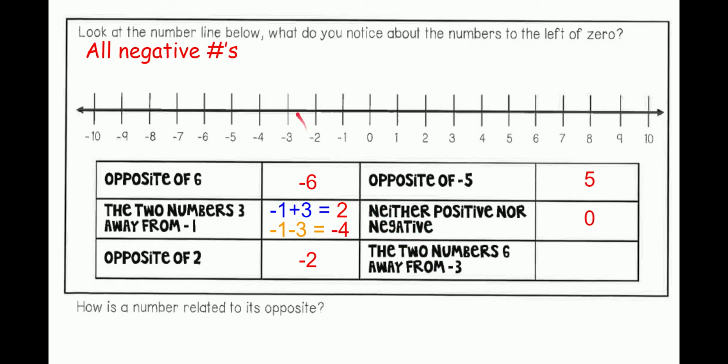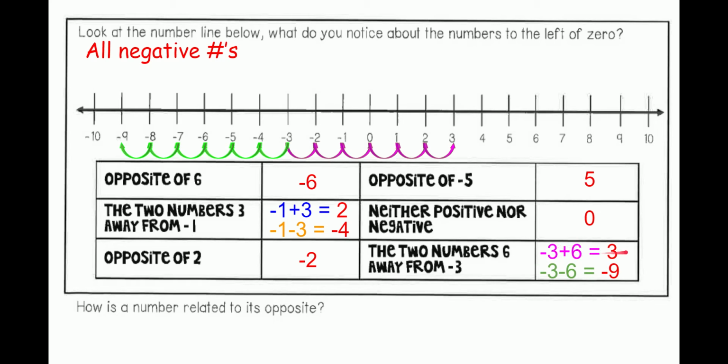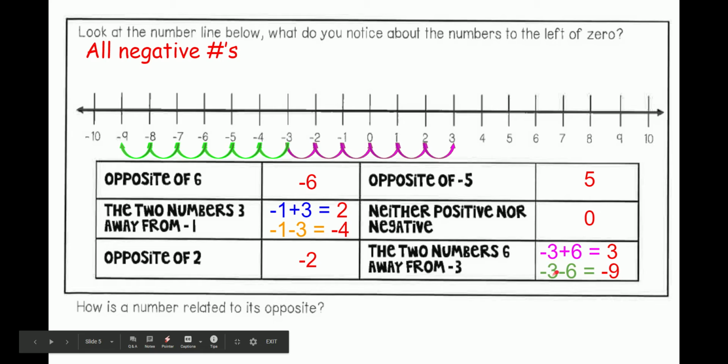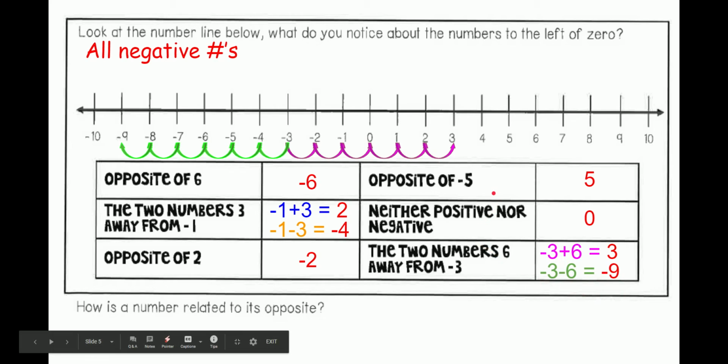So we're going to start at -3, and they're asking us which numbers are 6 spaces away. Let's go to the right first, and we see that 3 is 6 spaces away. But also, if we go left 6 spaces, we end up at -9. So we can write -3 plus 6, or 6 to the right, equals 3. And -3 minus 6, or 6 backwards, is going to get you -9.